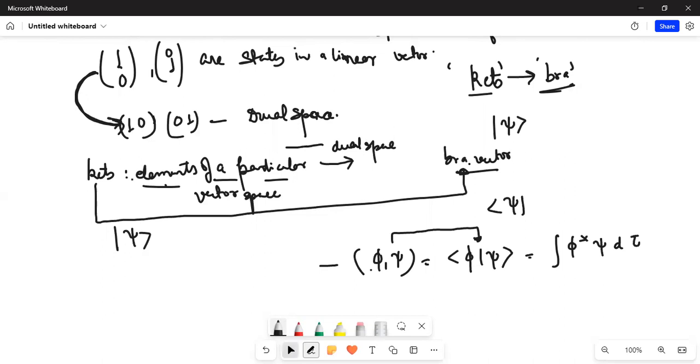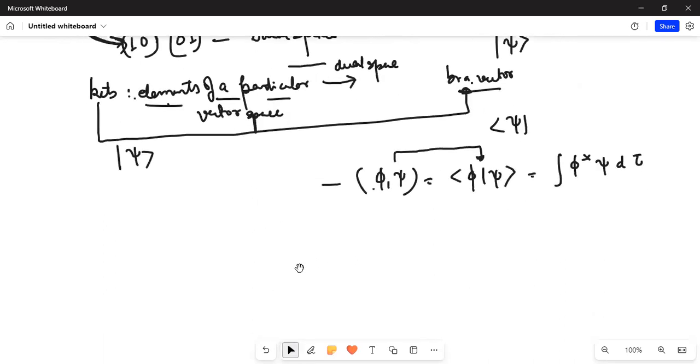So for each of these, if kets are elements of a particular vector space, and we know that wave functions are supposedly members of the Hilbert space, which themselves form a vector space.